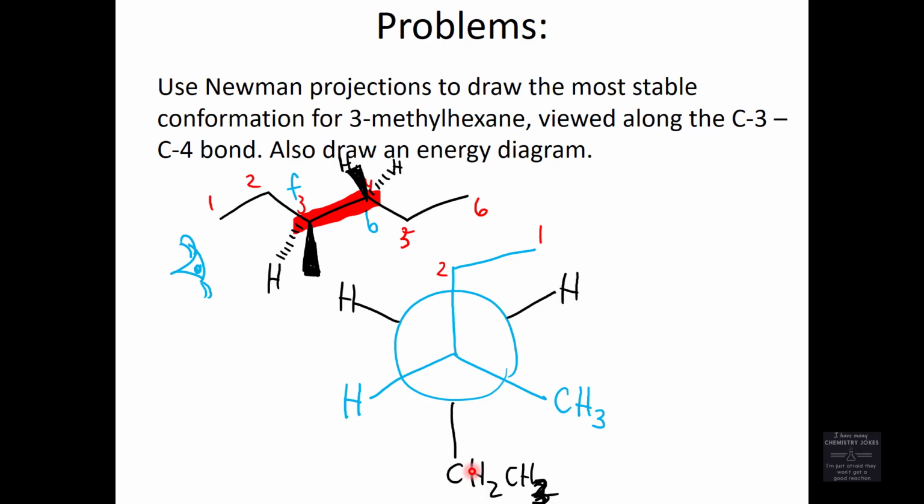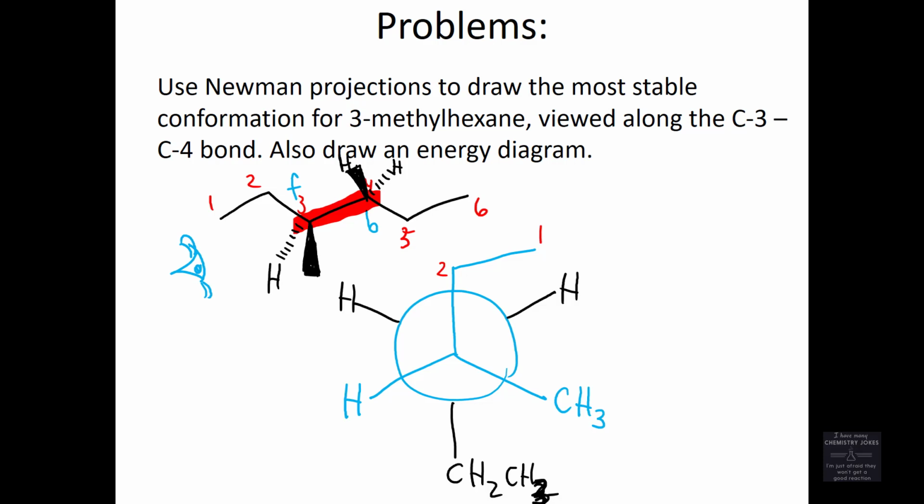That is the most stable conformation of 3-methylhexane. How do I know that automatically? Because I drew my backbone in a zigzag. My longest chain was drawn in a zigzag form. Anytime my longest chain is in a zigzag form, it's going to be the lowest conformation.